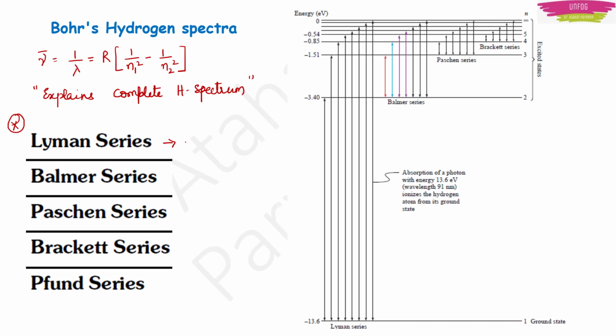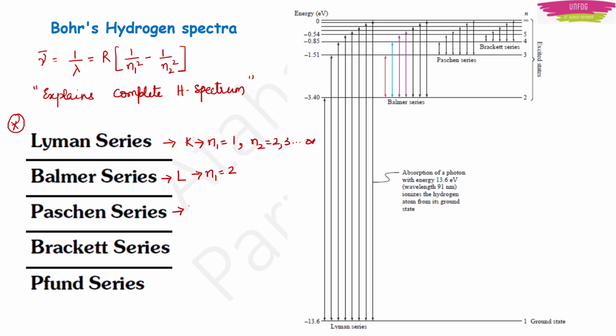For the K orbit, what is n? It will be 1, right? So n1 will be 1 and n2 will be 2, 3, 4 till infinity. Like that only for the Balmer series, the electron will jump from an outer orbit to the L shell. So here n1 will be 2, and n2 will be 3, 4, 5, and so on till infinity.